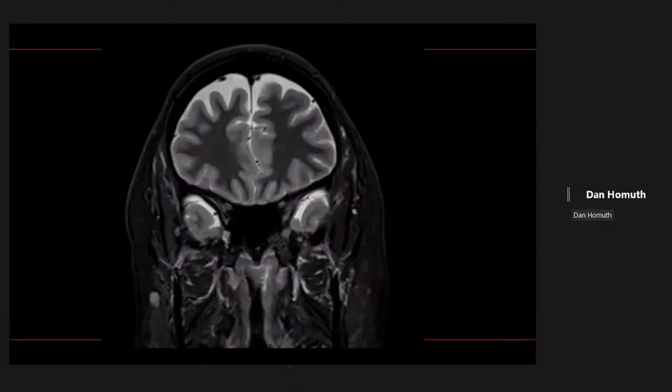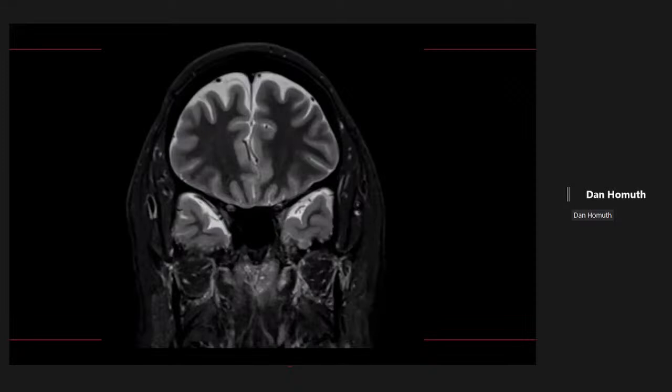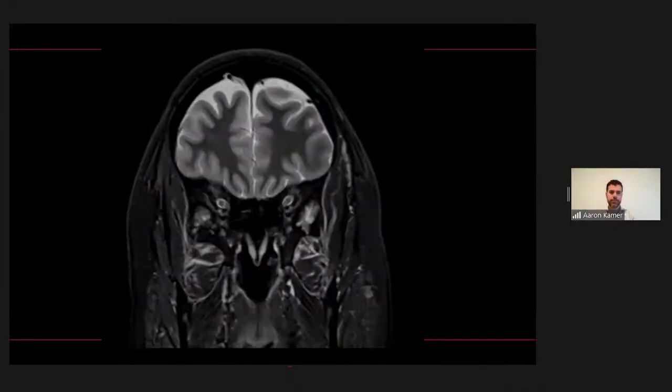Are we able to scroll? It seems like you're kind of highlighting the region of the gyrus rectus and the olfactory sulcus. Look at the temporal lobes more. Okay.